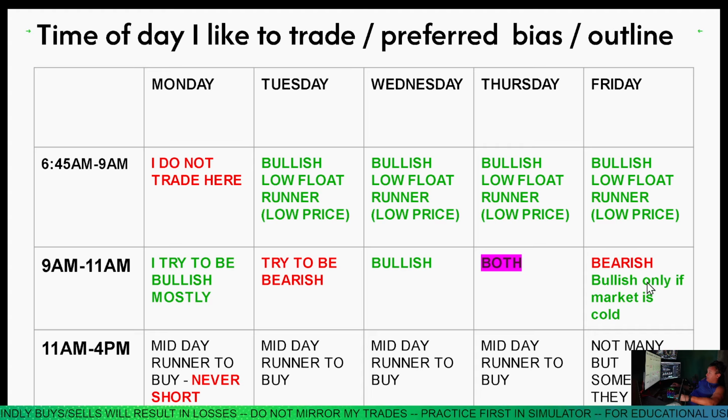But if it's the only ticker, I like to switch. Over here, you can see that I never like to short on the first day of the week, because that's the strongest of the day and that's where you get the most amount of volume.